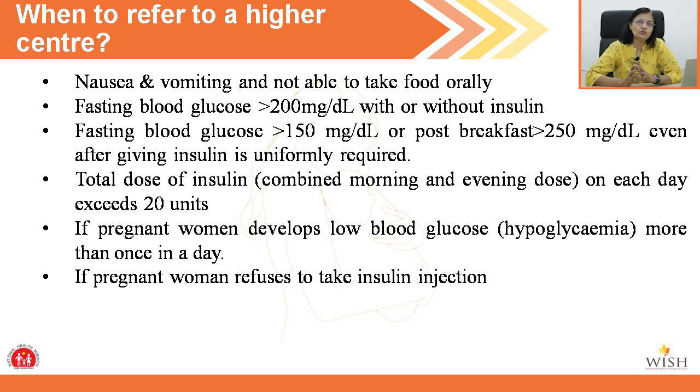Similarly, if the total dose of insulin required for the management of GDM is more than 20 units, refer this patient, because this patient needs a complete workup to find out any other cause for hyperglycemia. If patients develop recurrent hypoglycemia, again they need referral to a higher center so that it can be managed properly. Or if a pregnant woman is not satisfied or not ready to follow the management guidelines, then again refer so that she can be taken care of by a team of doctors.